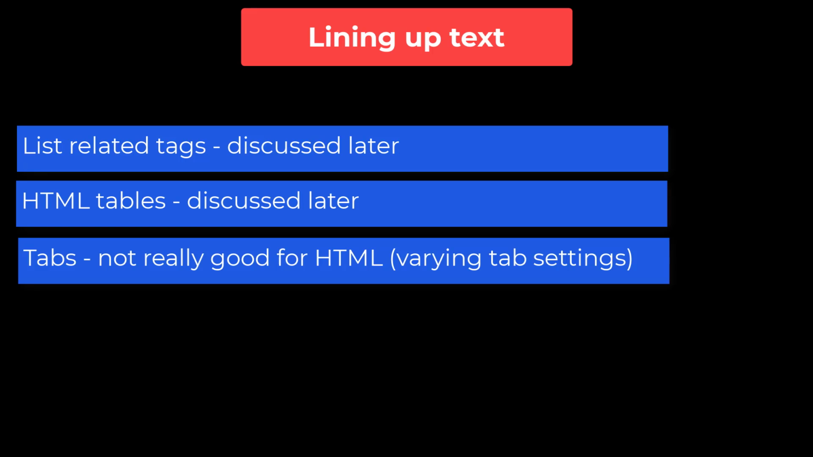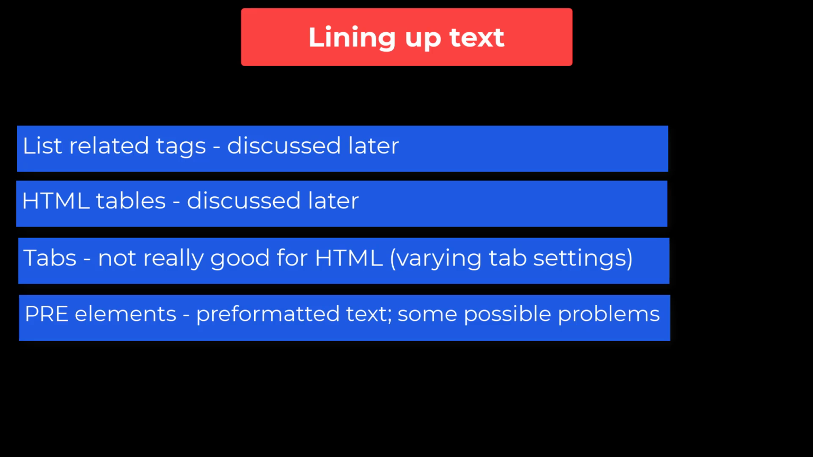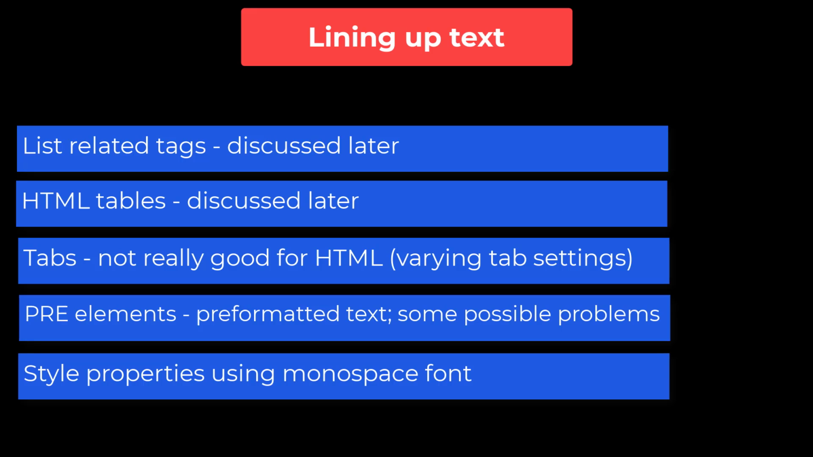You can use tabs, but that's not really good for HTML, since different browsers render tab settings differently and users can change tab settings. You could use preformatted elements. Some problems can arise when inserting references and links, and we'll look at that in a second. And then you can use style properties in style or class elements and use a non-proportional font, a monospace font, so every character is the same width, such as Courier. Some problems can arise, but we'll examine that shortly.